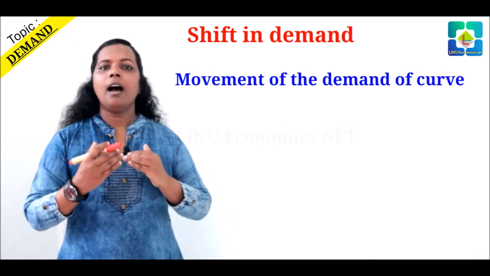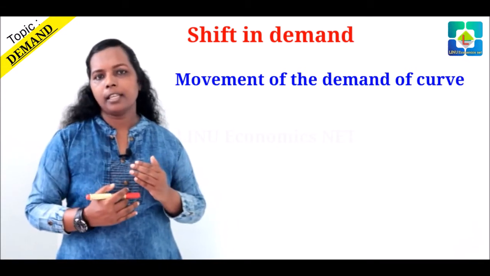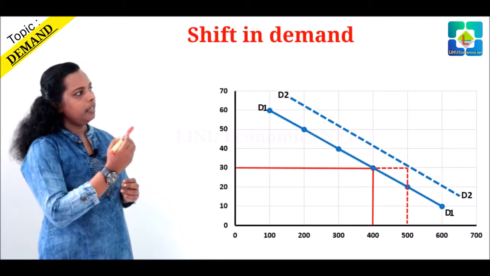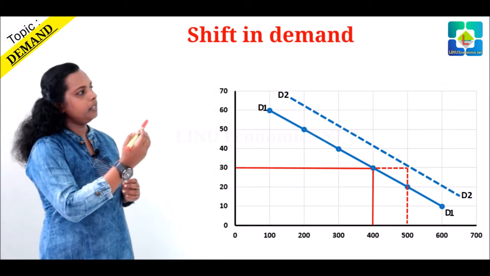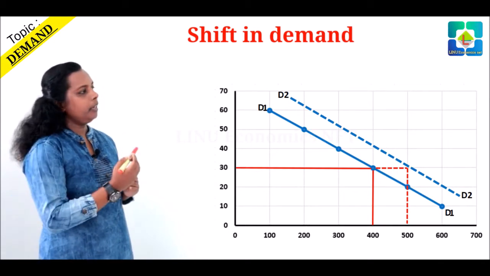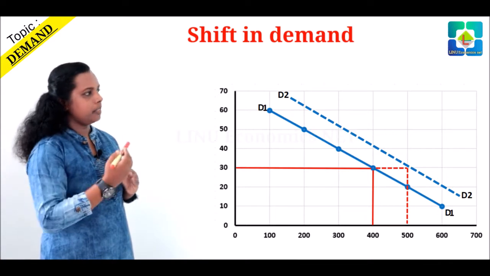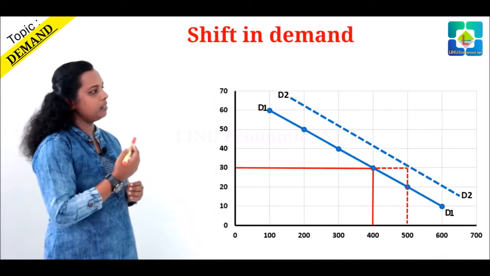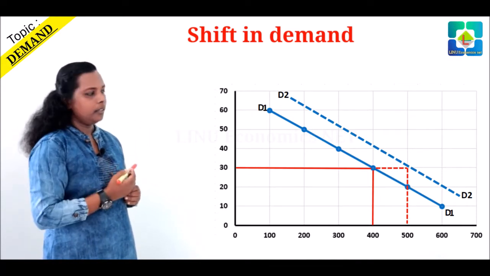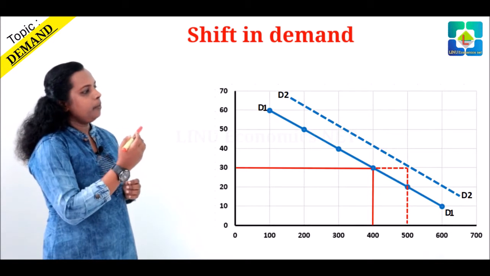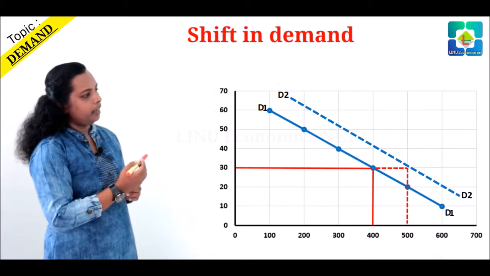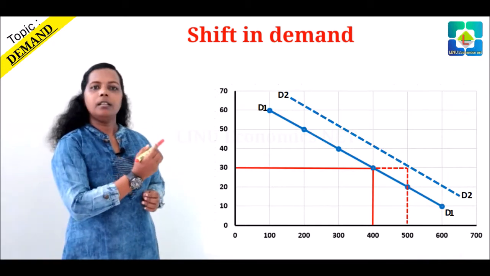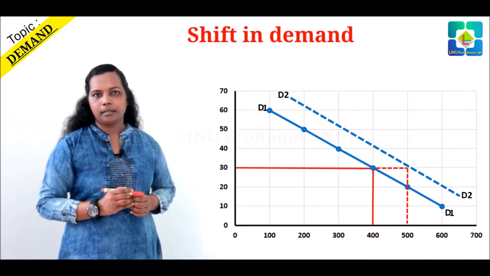First, let's check how the shift will occur and then we can explain the causes of the shifts. Please look at this diagram. Here, D1 is the first demand curve and D2 is the second demand curve. Here, the demand curve shifted to the right side. The reasons are the non-price factors. Here we can see the price remained constant. At the price of 30, the demand curve moves to the right side and the quantity demanded increases from 400 to 500. This is called increase in demand.